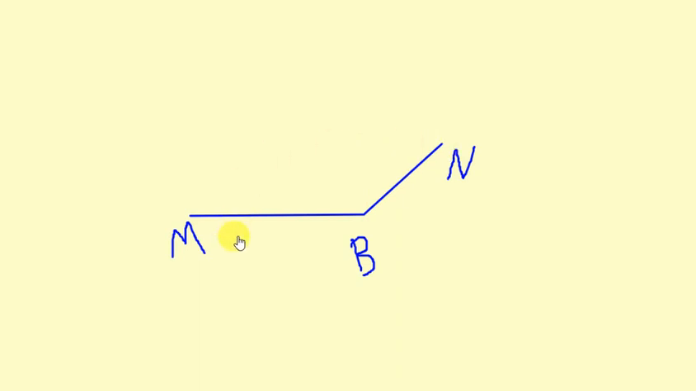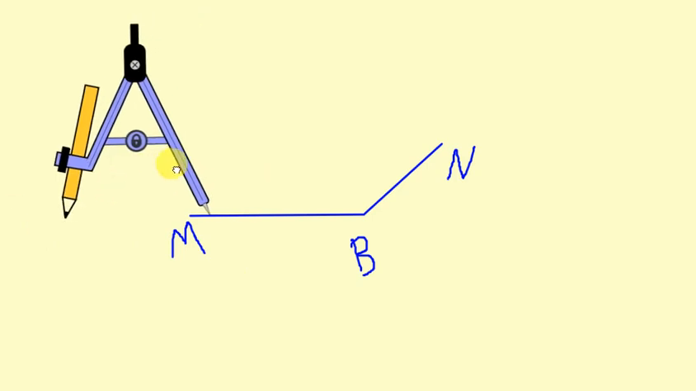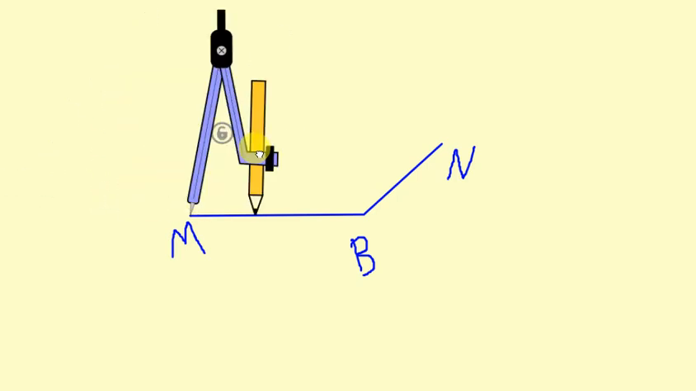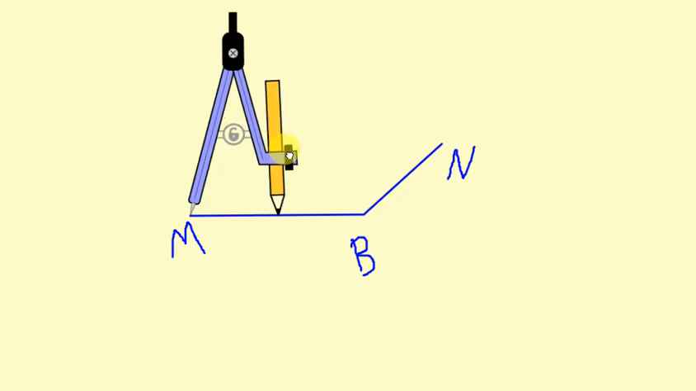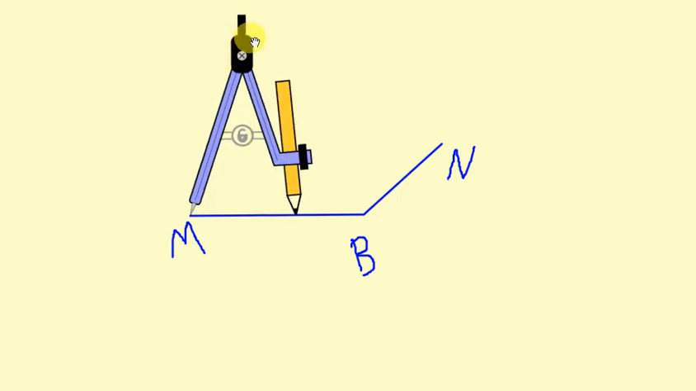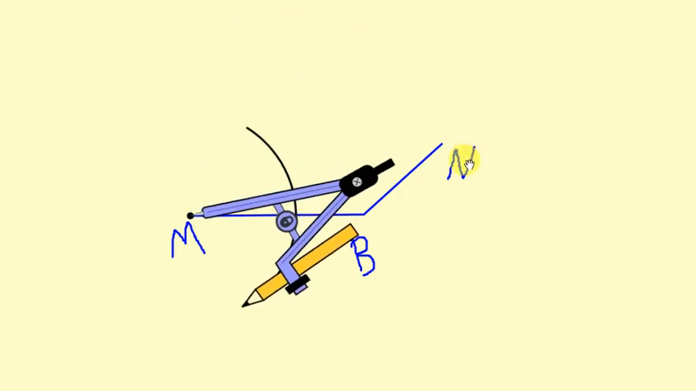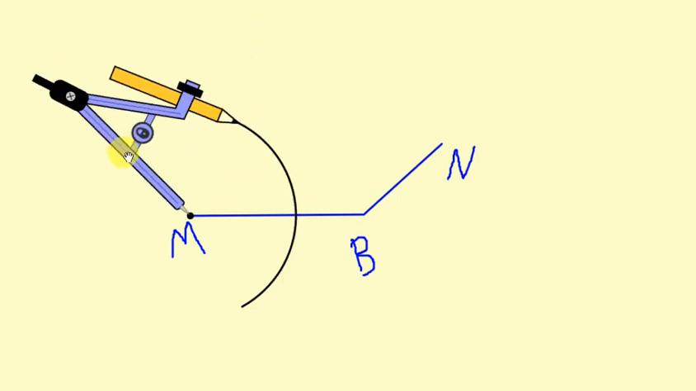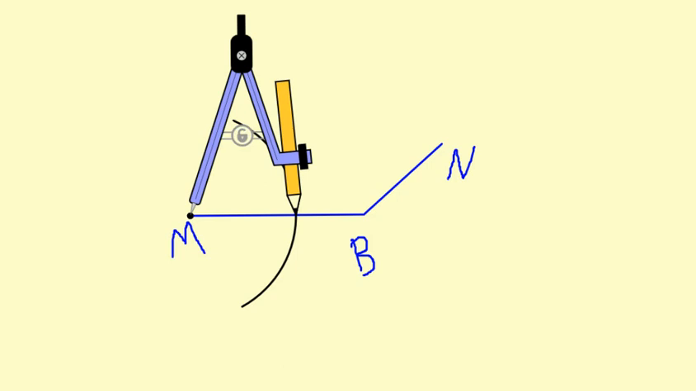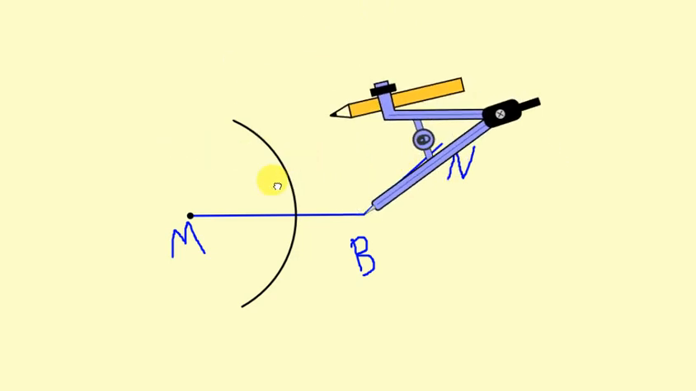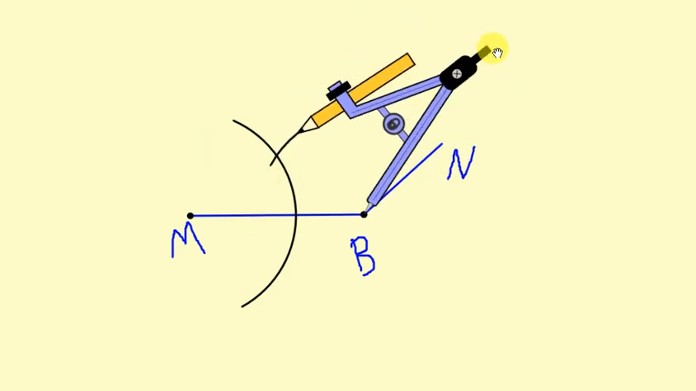First, we should draw the perpendicular bisector of MB by using the compass. So we bring the compass and we put it at the point M and the pencil at a distance from M more than half of segment MB, and we draw a semicircle at the point M. Okay, and we do the same at the point B at the same distance, and we draw the semicircle.